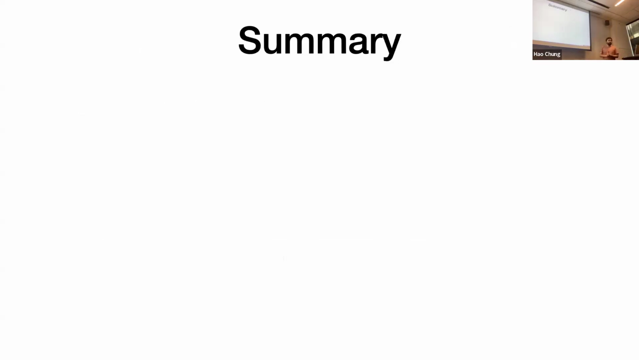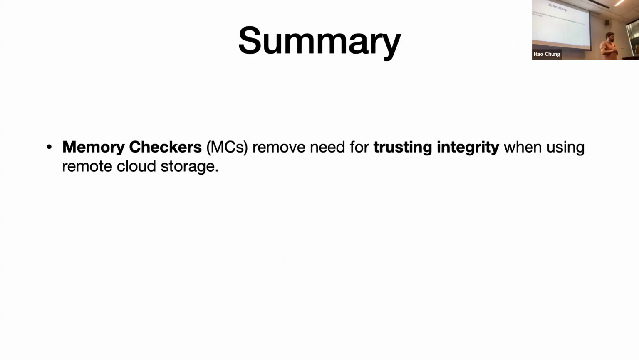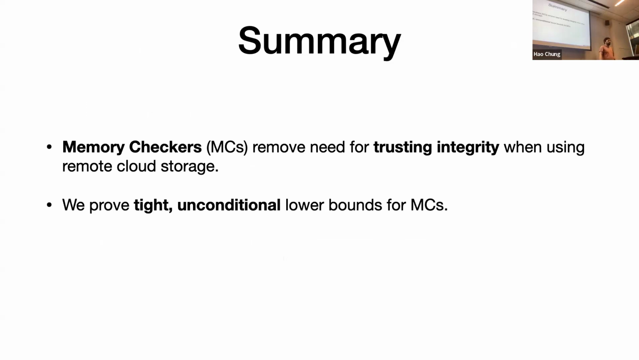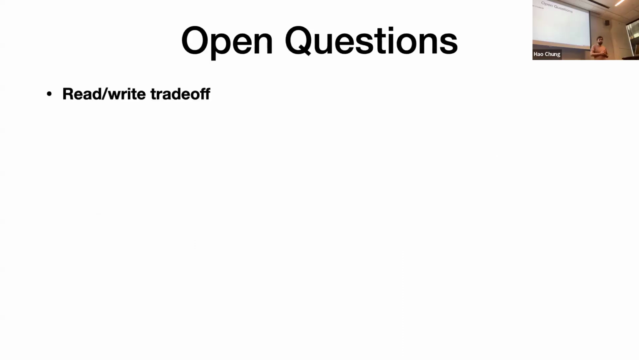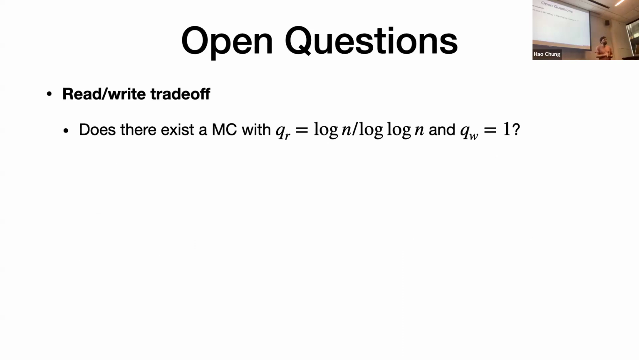Okay, let me take a step back and then summarize what I've talked about. So memory checkers remove the need to trust the integrity of a cloud service when using remote cloud storage. And we proved tight unconditional lower bounds for memory checkers. Previously, this was only known for a special case of deterministic and non-adaptive memory checkers. And as an open question, I'll leave the read-write trade-off that I mentioned earlier. Is there a memory checker with read query complexity log n over log log n and write query complexity 1?